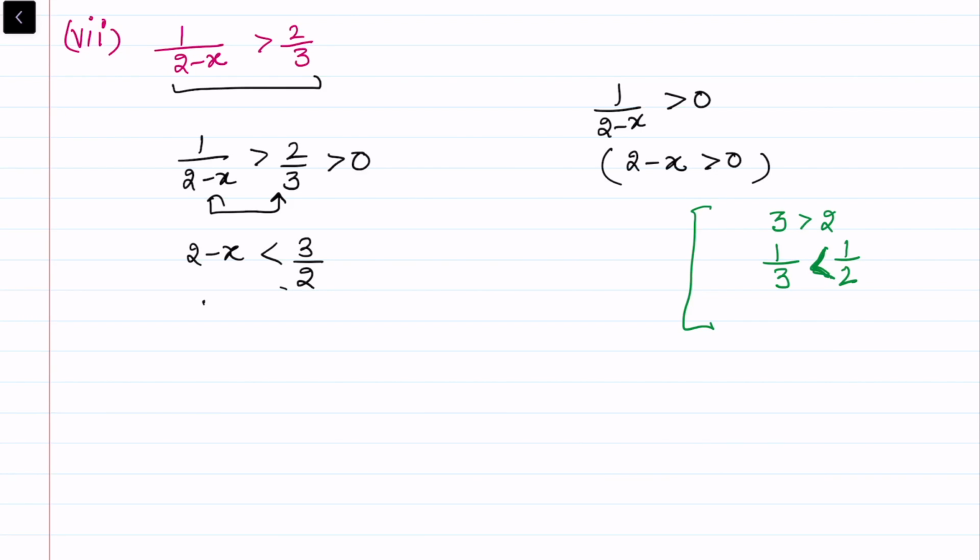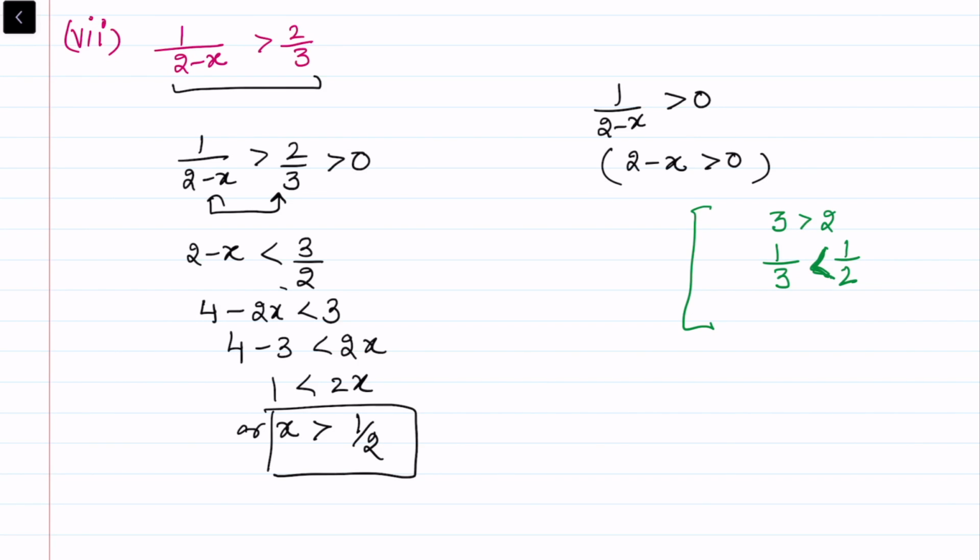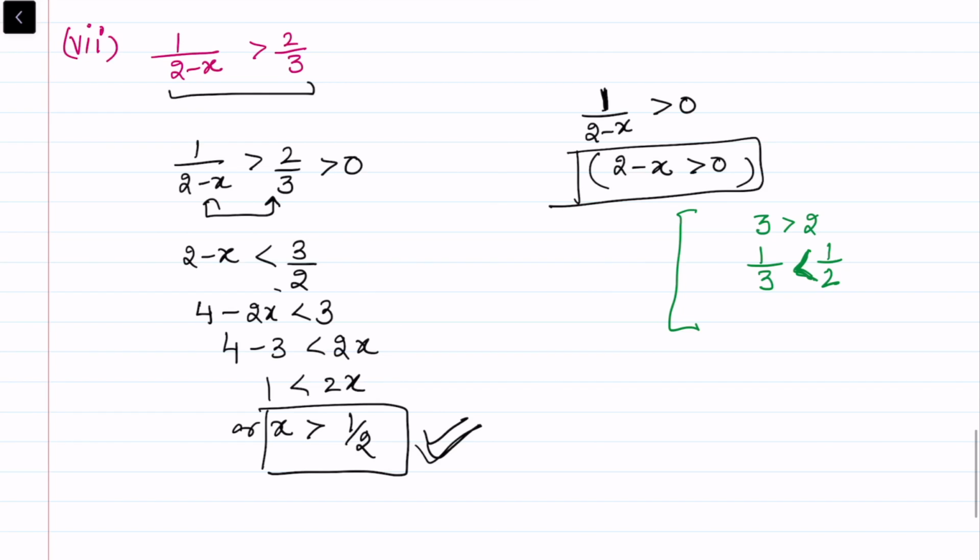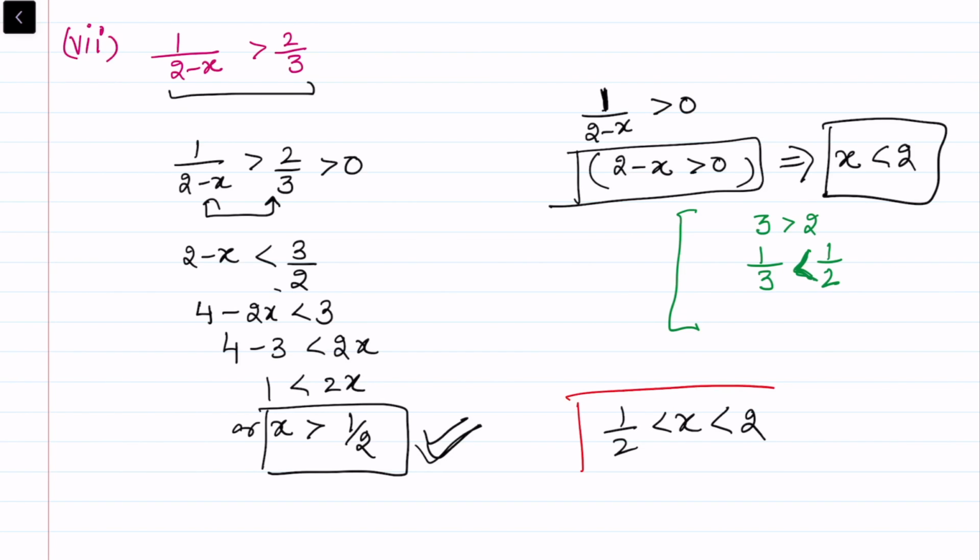So now you can cross multiply. We get 4 minus 2x is less than 3, and here we get 4 minus 3 is less than 2x. So 1 is less than 2x, or x is greater than 1 by 2. So we got x is greater than 1 by 2, and also from here that range we found this condition only when we have selected 1 by 2 minus x is positive, or 2 minus x is greater than 0. From here we get x is less than 2. So we got now two quantities: x is bigger than half but smaller than 2. So this is the answer to the given problem.